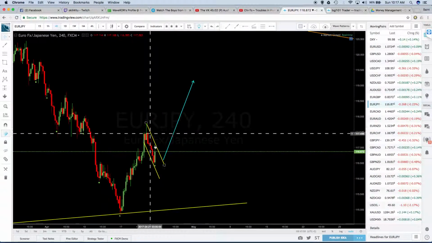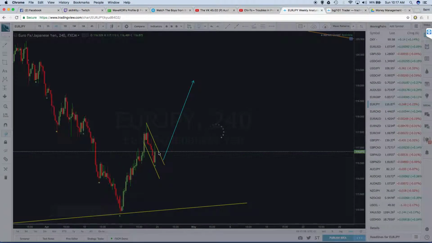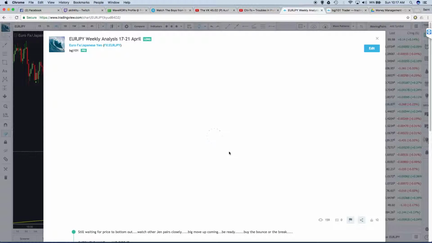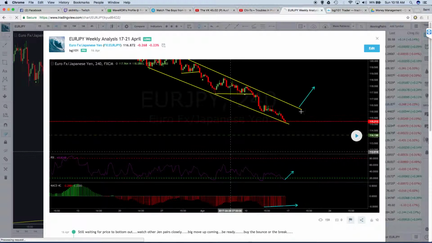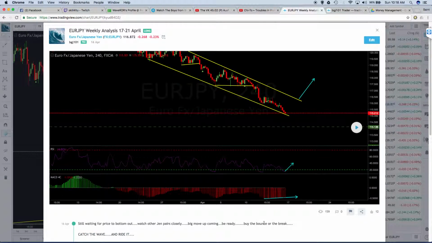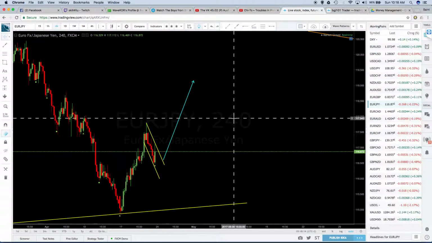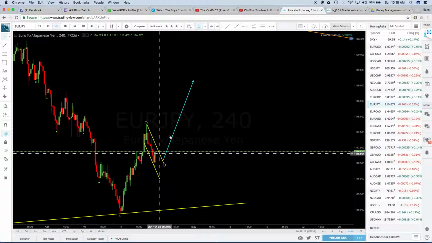Euro GBP, same thing. Nice bounce out here that we got last week. That called trade from last week. So we were looking for the break of the pattern. I said buy the bounce or the break, and it did it. It bounced there and gave a nice move up. So hopefully people made some money, but we're looking for another move up here.